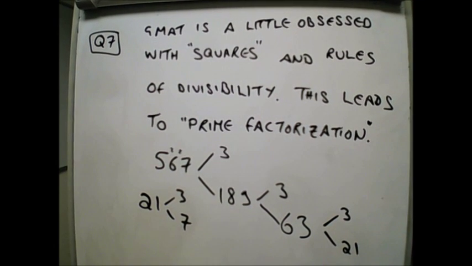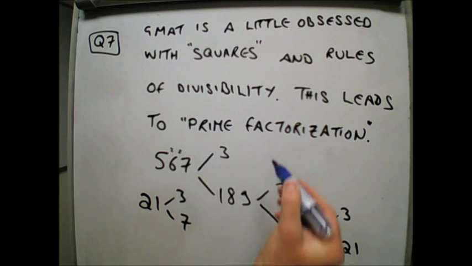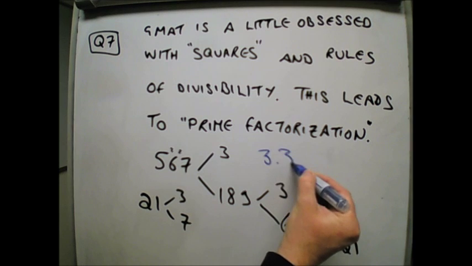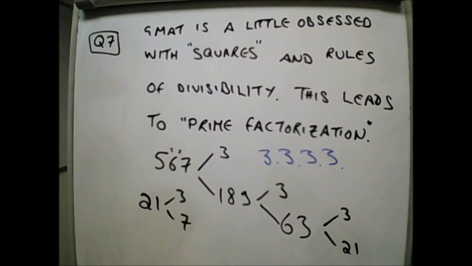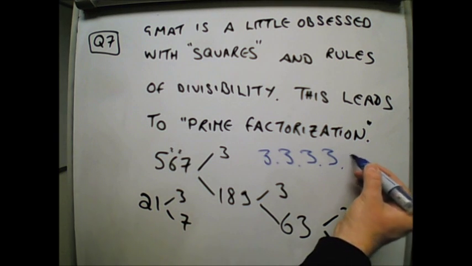So we can now rewrite, after prime factorizing the number 567, we can rewrite that number as 3 times 3 times 3 times 3 times 7.